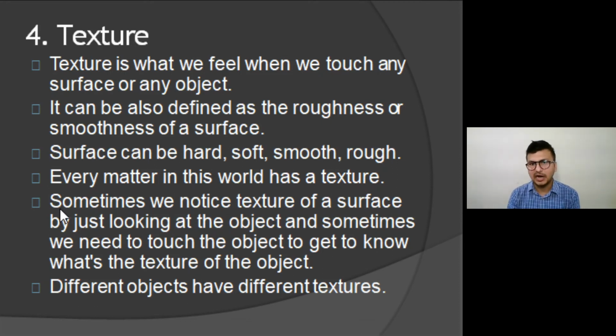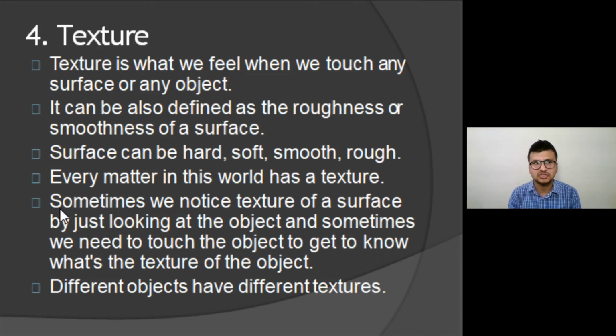A surface can be hard, smooth, or rough. Every matter in this world has a texture. If you look at where I'm sitting right now, you can see a chair. You can't see the table because the laptop is on the table. It has some texture, whether it's ceramic or steel base, and it has polished paint on the base of this table. So every surface has texture.